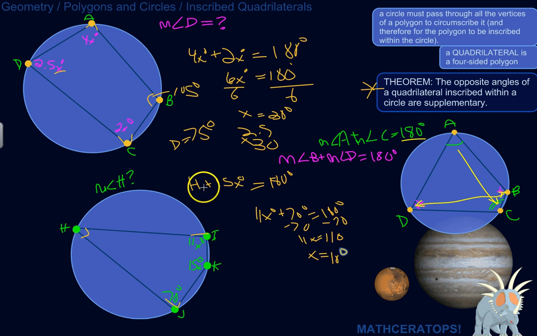Now we know that this angle H plus 15x degrees is equal to 180. So 15x, x is 10 degrees, so 15x would be 150. So H plus 150 is equal to 180. So H must be 30. 30 plus 150 is 180.